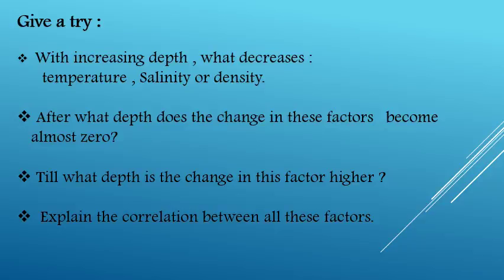Next one and the last one is, explain the correlation between all these factors, means the temperature, salinity and density. So here it is, if the temperature is less, density is more. If the salinity is less, then the density is also less. However, temperature affects the density more as compared to the salinity. So the temperature is less, then the density is more despite less salinity. So it's all interdependent on each other, children.